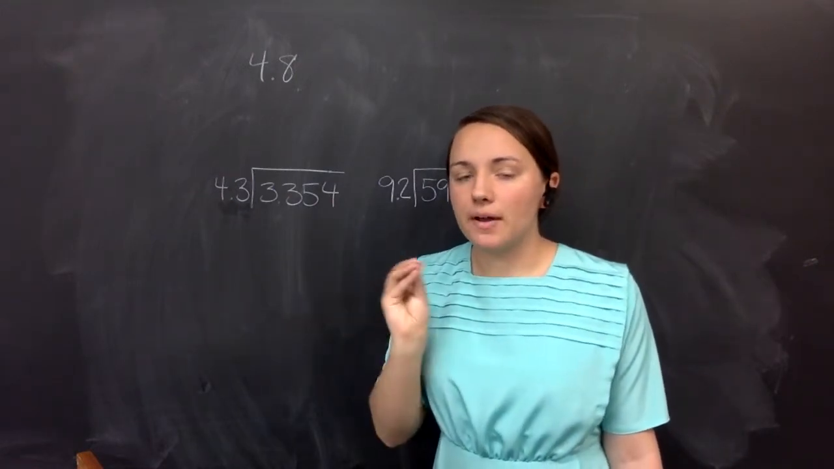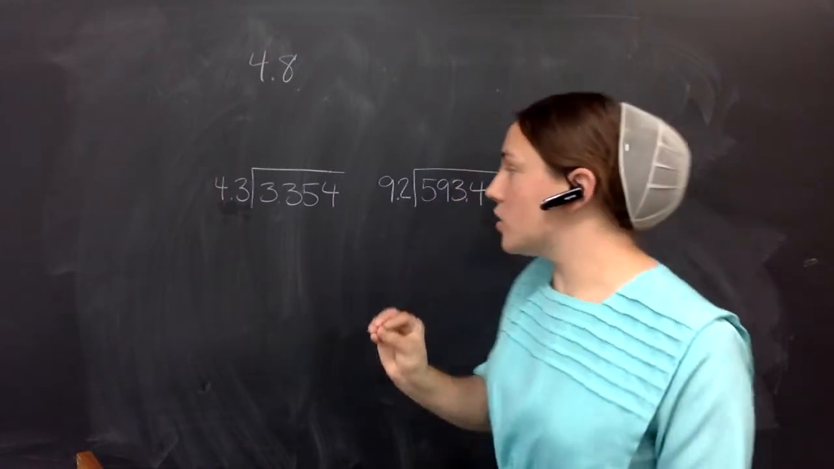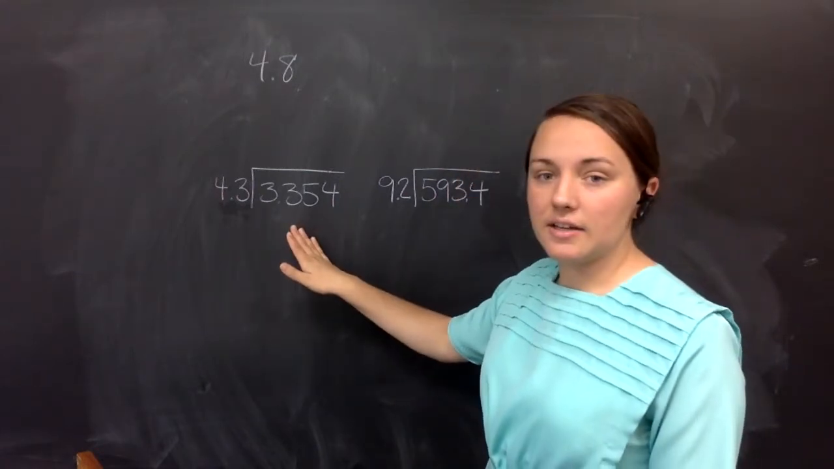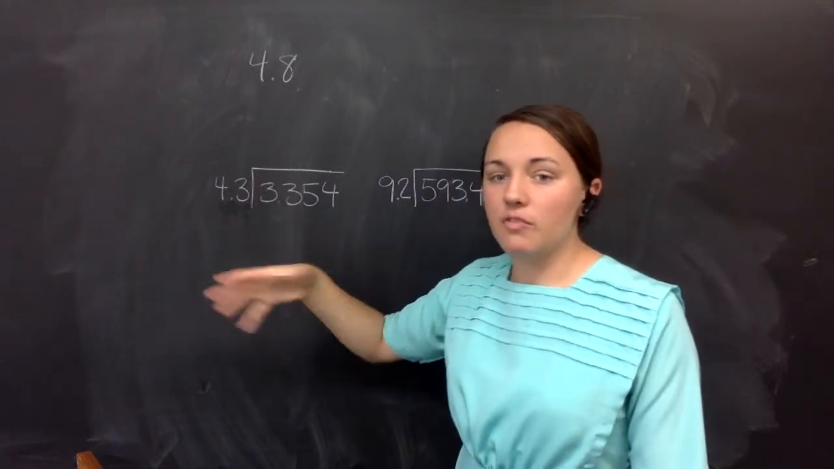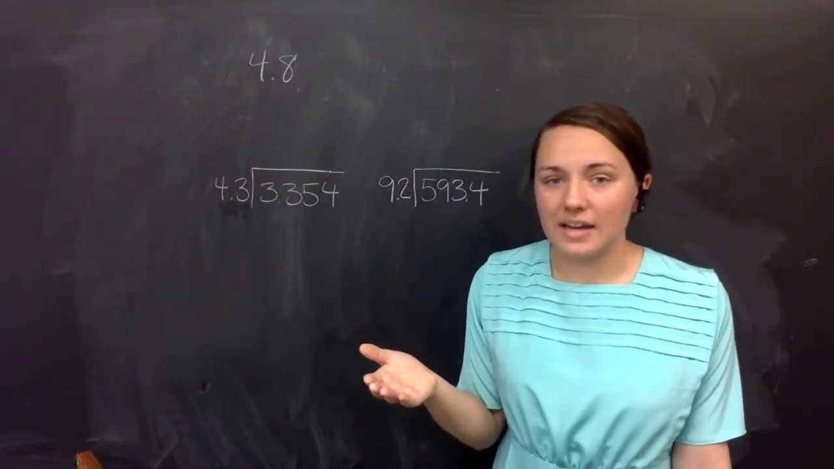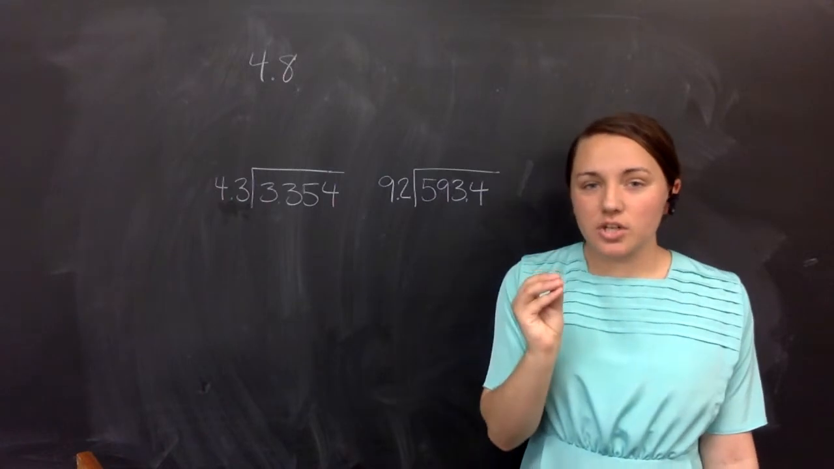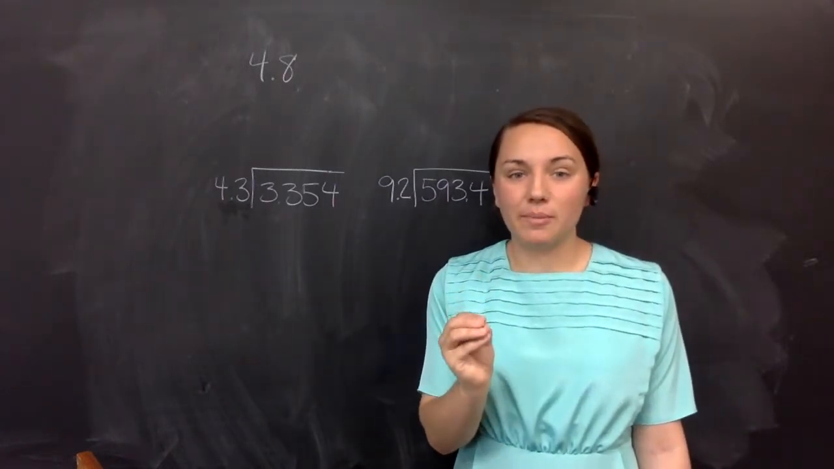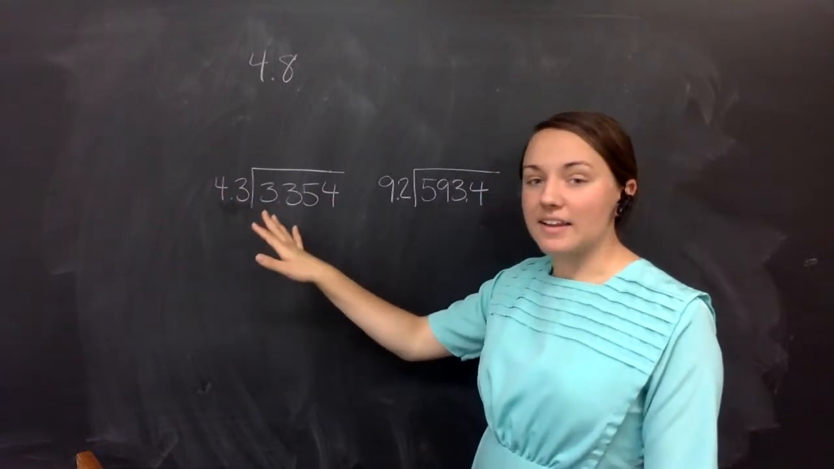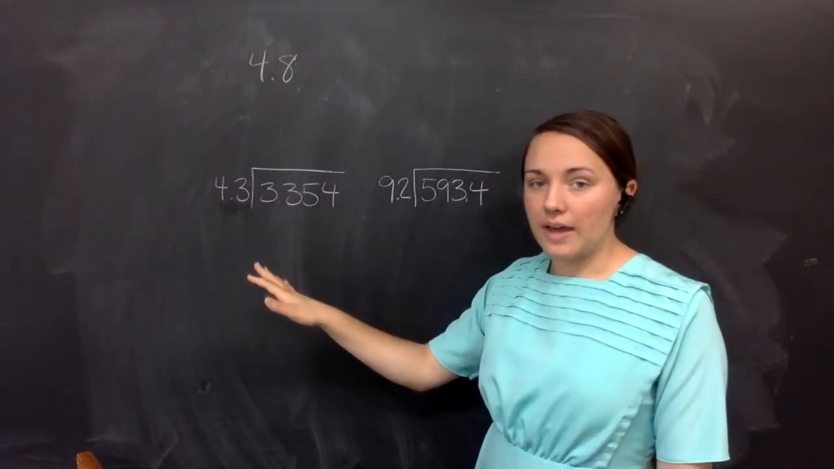Now we can do that, but if we do that to the divisor, we also need to do it to the dividend, okay? So if we do the same thing to both of these, if we multiply them both by a power of 10, the answer to our division problem will be the same as it would have been if we would have just divided it like this, okay?